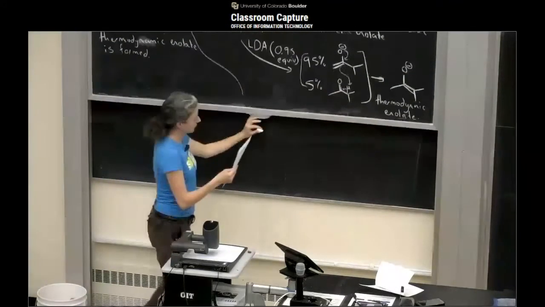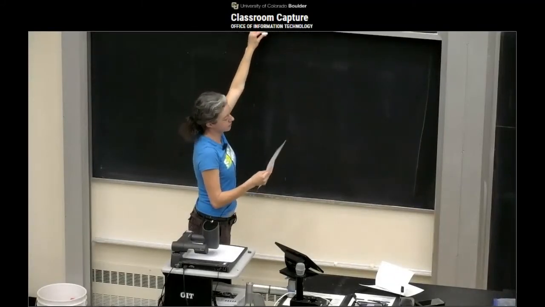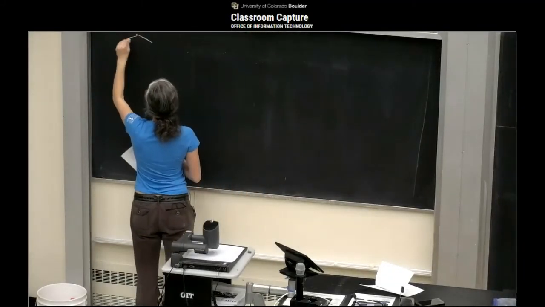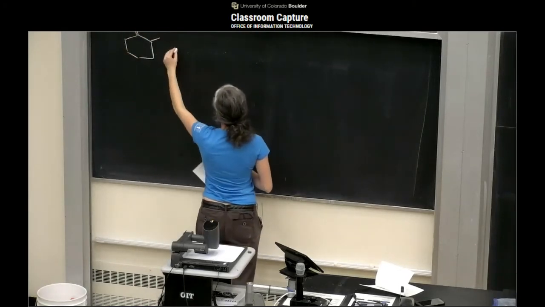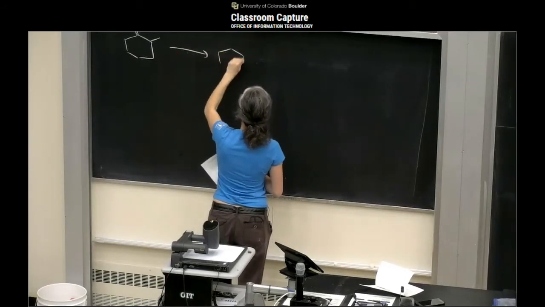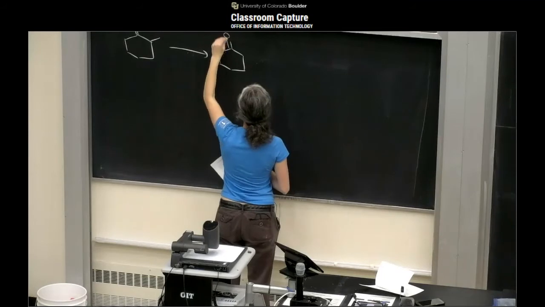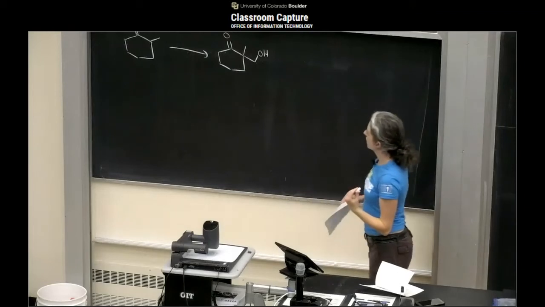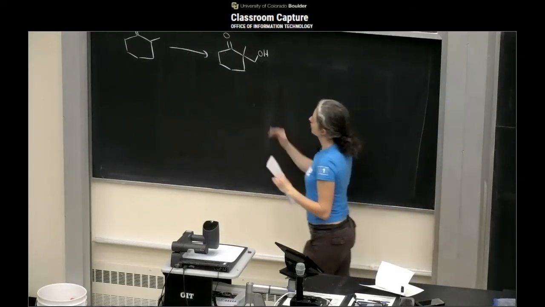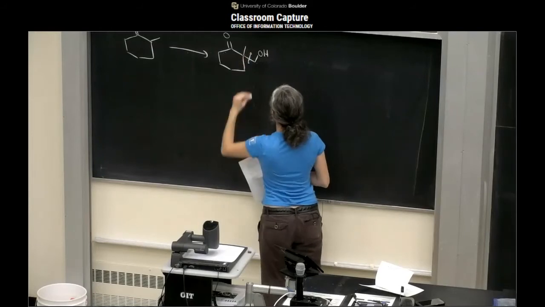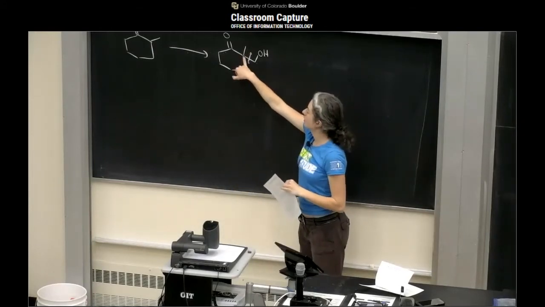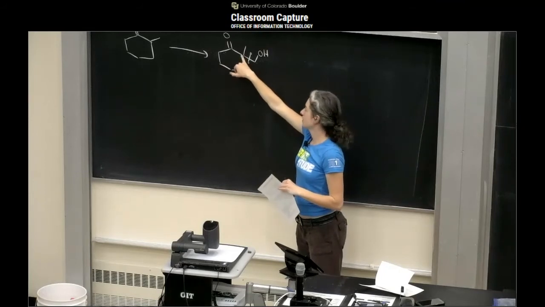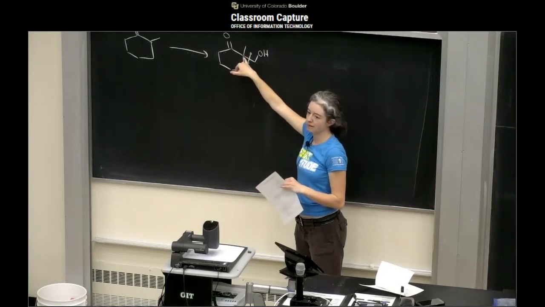I didn't include an example of how you might use this in a synthesis, but let me throw one up here real quick. If we're trying to make, I don't know, this thing into this thing, we're trying to attach this group over here onto the more substituted side. So this looks like making the thermodynamic enolate, the more sterically hindered or more substituted enolate.